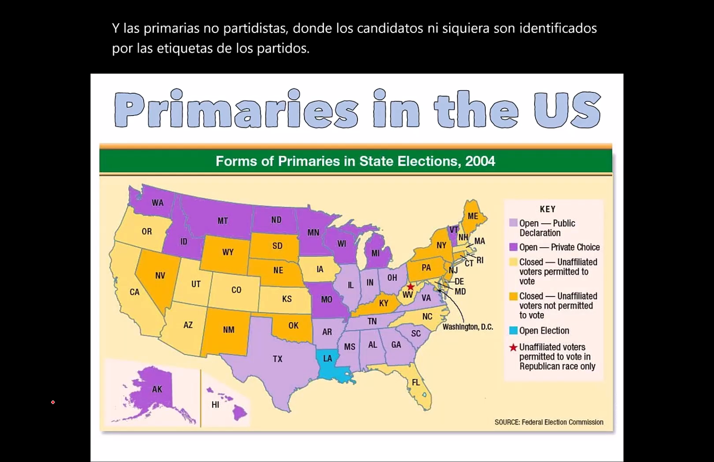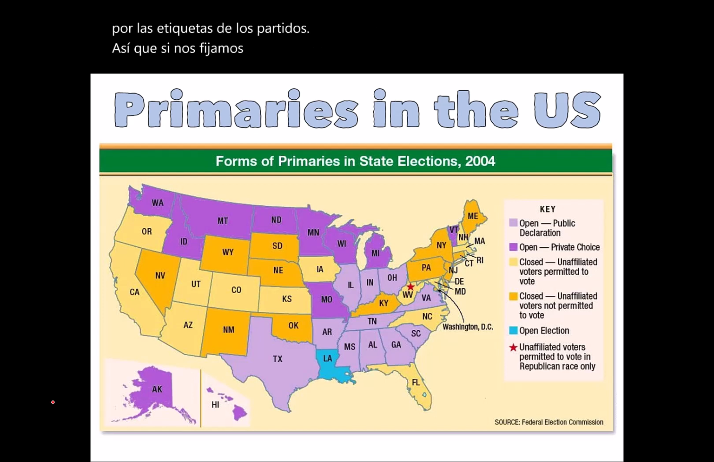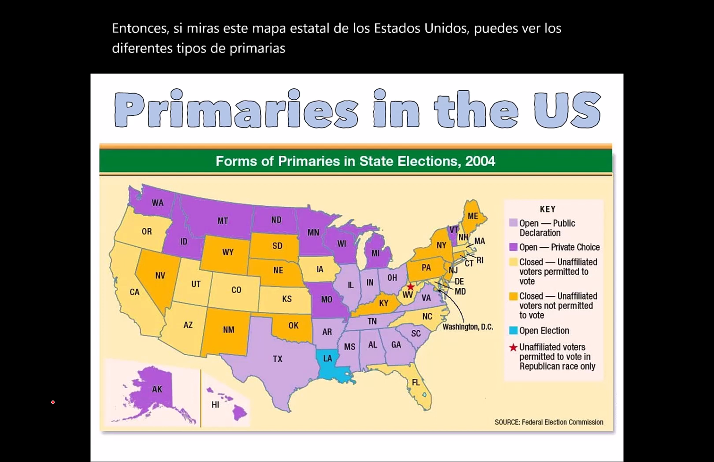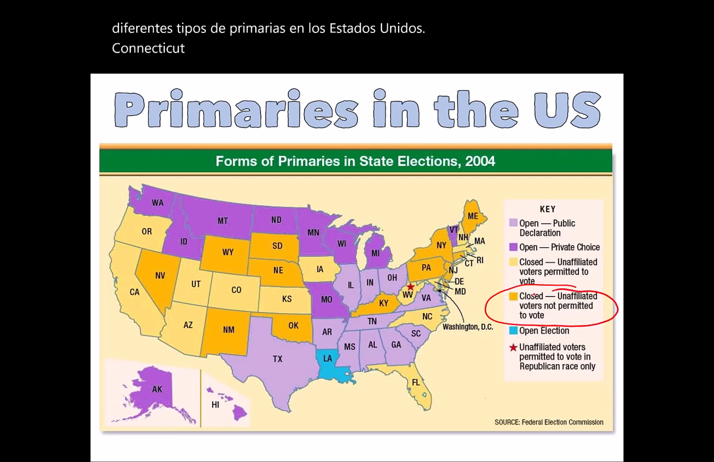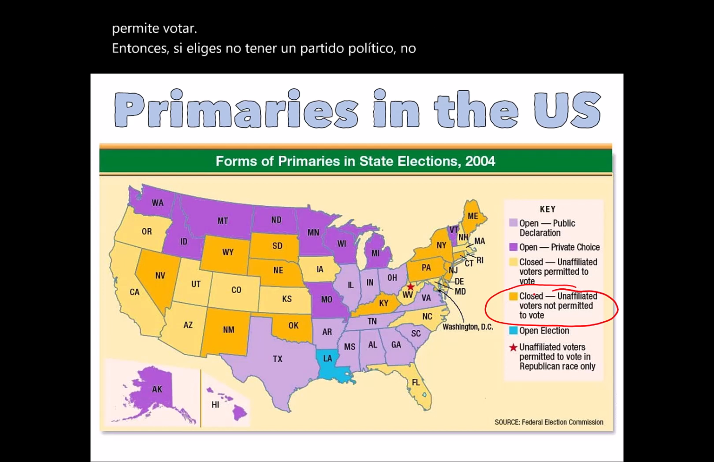So, if you look at this U.S. state map, you could see the different kinds of primaries in the United States. Connecticut is a closed, unaffiliated voters not permitted to vote state. So, if you choose not to have a political party, you cannot take part in the primary races.